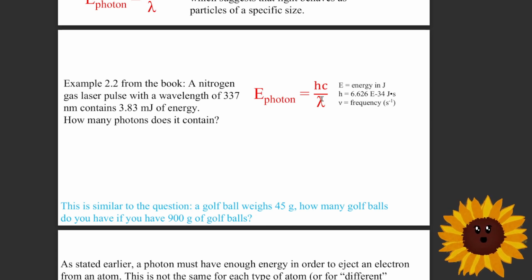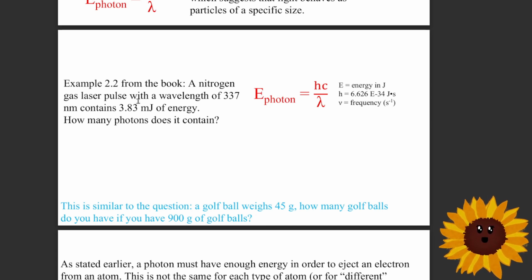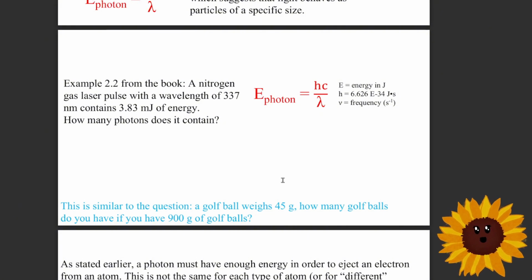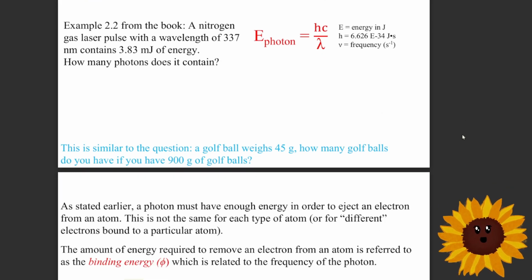You have your wavelength here, calculate it into this, and if you have this much energy and you find this, that's basically saying you get your 45 grams and you get your 900 grams. So you are able to figure out how many photons it contains. I believe in you guys, you got this.